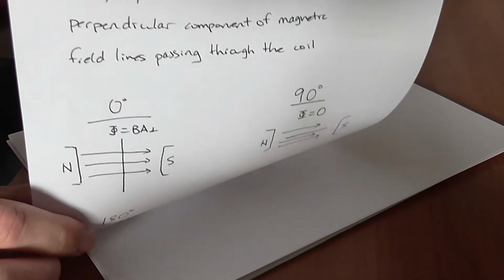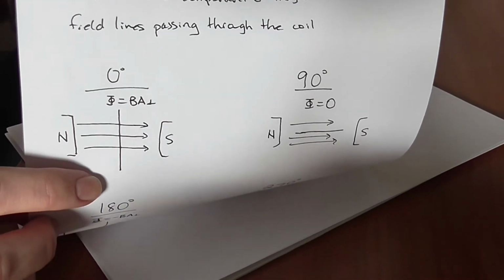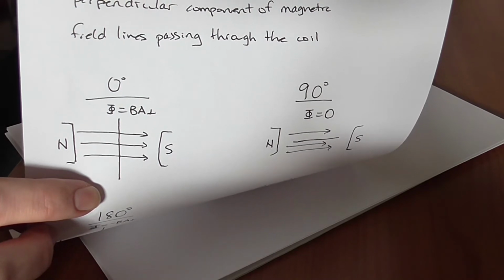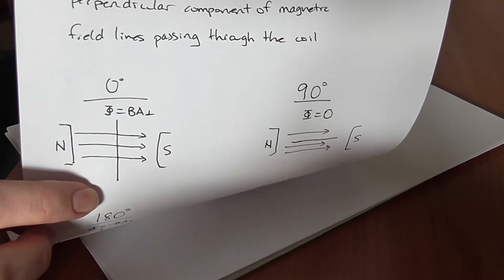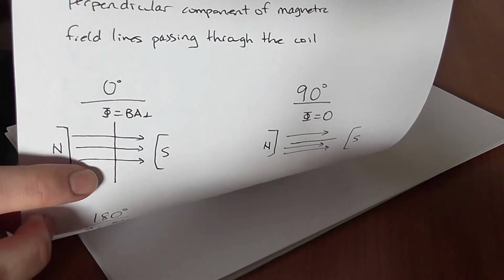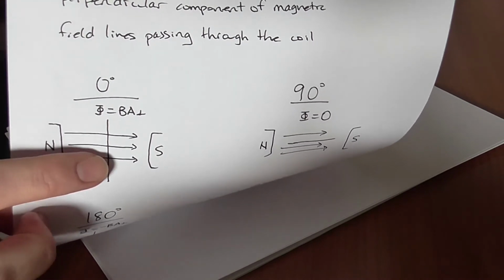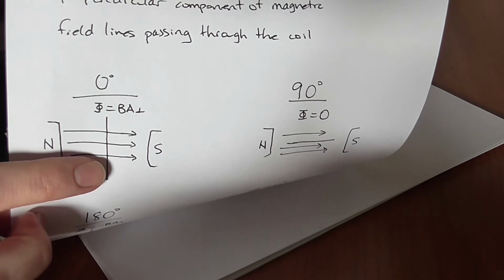So I'm going to say, and I've drawn the picture here already, that at 0 degrees, so initially, the coil is going to be in the upright, the vertical position, and at that point we have a maximum number of field lines passing through the coil. You can see that the field lines are completely perpendicular to the coil.